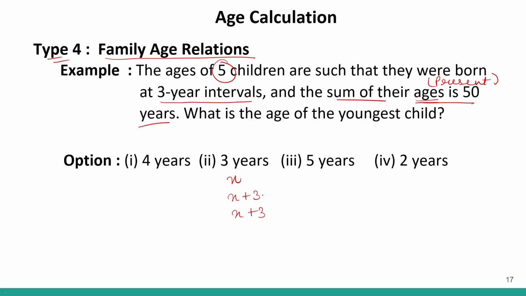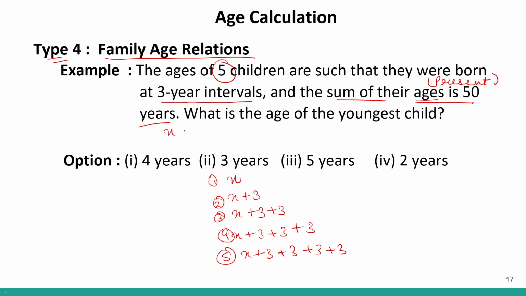If this is the age of the previous child, we'll add 3 more to get the age of the next child. Similarly, 1, 2, 3, 4, and 5. 5 children are there, right? If this is the age of the third child, for the fourth child we'll add 3. And for the fifth also, if this is the age of the fourth child, we'll add plus 3 to get the age of the next child.